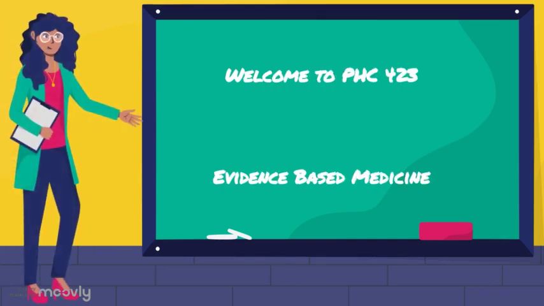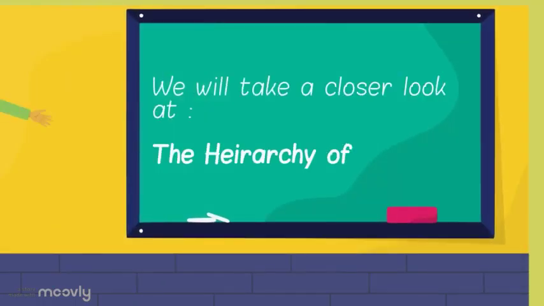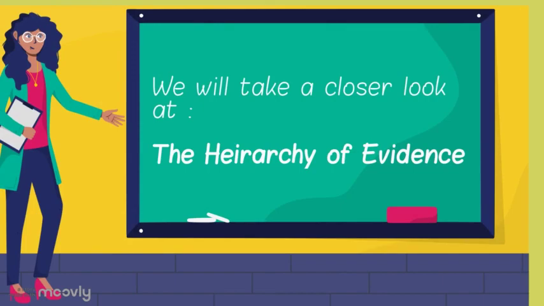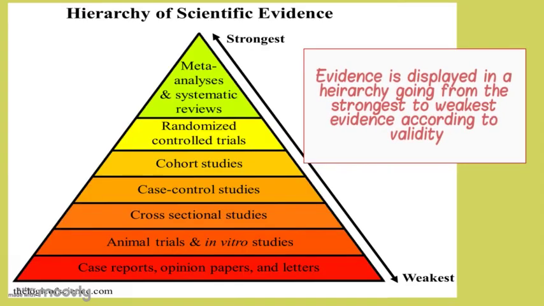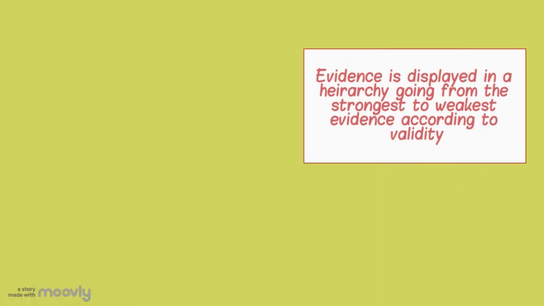Welcome to Evidence-Based Medicine in PHC 423. Today we will be discussing the hierarchy of evidence. The hierarchy from top to bottom is used to categorize scientific evidence according to the strength of the validity.